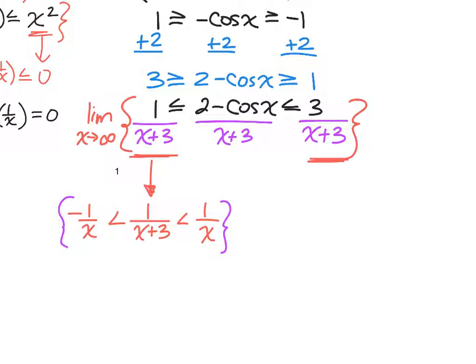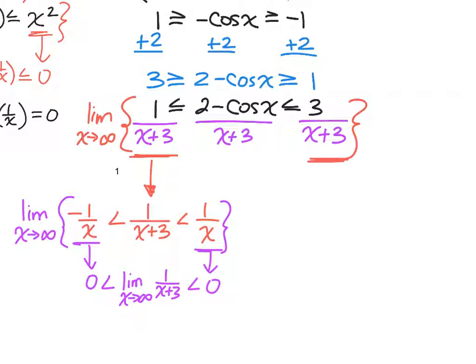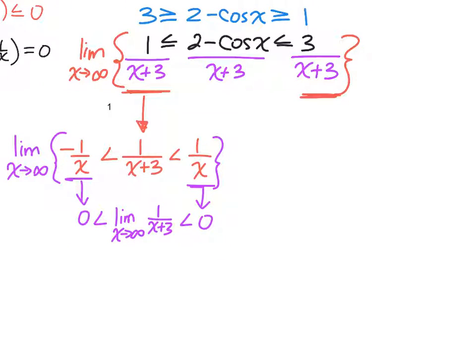Finding the limit of that as x goes to infinity tells us, if we're looking at each piece just by direct substitution, we know that those are going to 0. So I can conclude that the limit as x approaches infinity of 1 over x plus 3 is equal to 0.